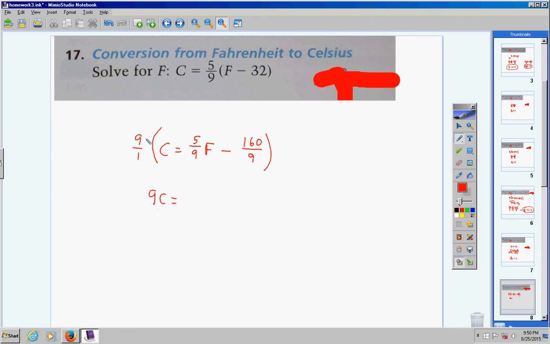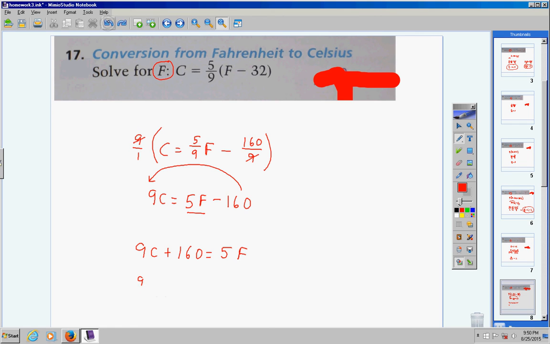9 over 1 times 5 over 9. Your 9's would cancel, leaving you with 5 over 1, or 5. And of course there's an F with it. 9 over 1 times 160 over 9. Your 9's would cancel, leaving you with 160 over 1, or just 160, negative 160. Now, next step, you're solving for F, so underline all the terms that have an F. This one. So bring the 160 over, so all of your F terms are on one side. So 9C plus 160 equals 5F. And now simply divide everything by 5. So 9 divided by 5 would be, you could put 9/5 C.